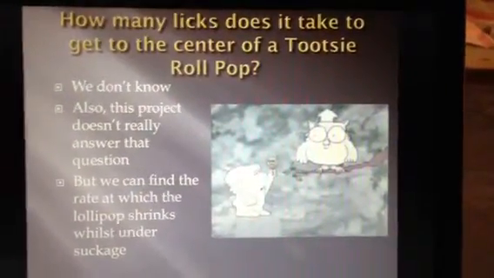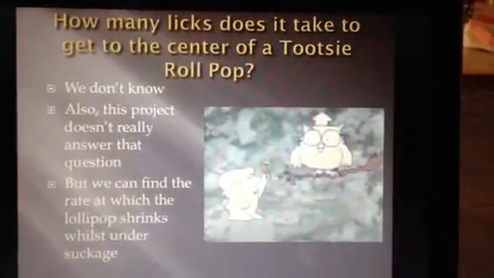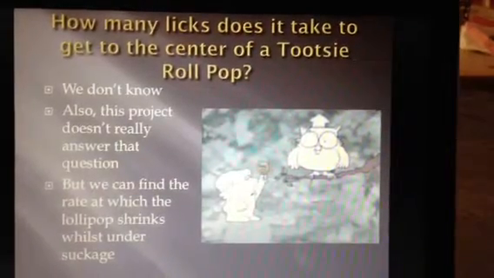So how many licks does it take to get to the center of a Tootsie Pop? We don't know because the project didn't answer that question. But we did find the rate at which the lollipop got smaller.